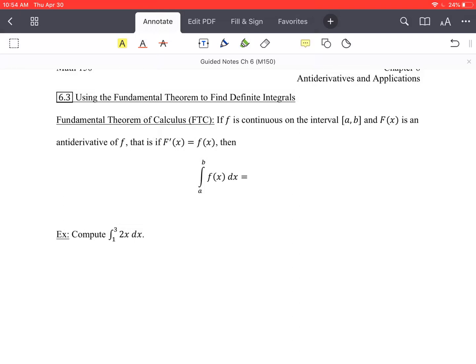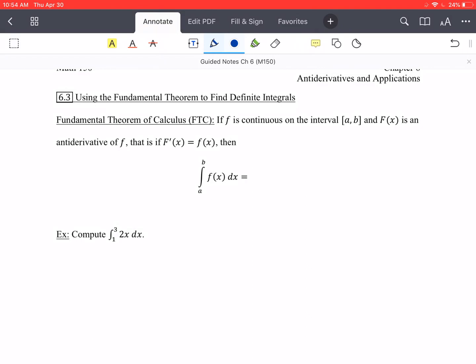Hi everybody, we are in section 6.3, so using the fundamental theorem to find definite integrals. So we're going to start off by looking at the fundamental theorem of calculus. So this is the FTC. This says if f is continuous on the interval a to b and big F is an antiderivative of little f, then we have the following computation.